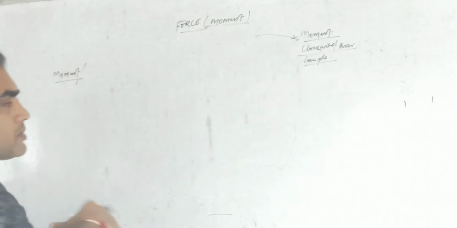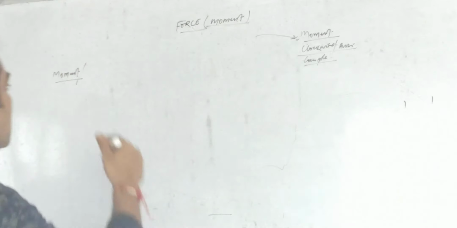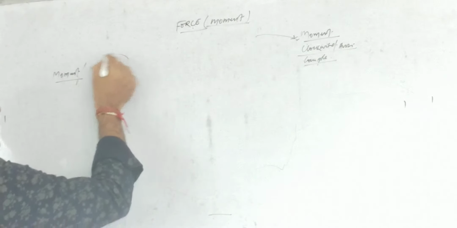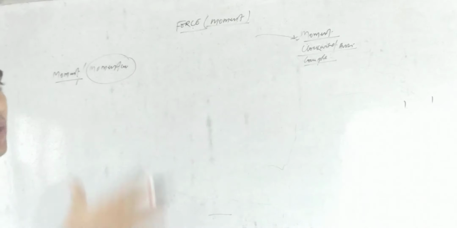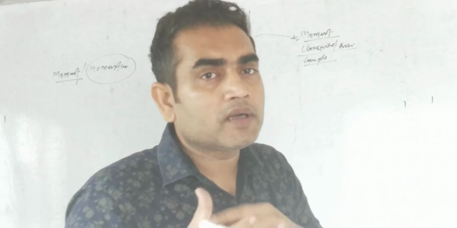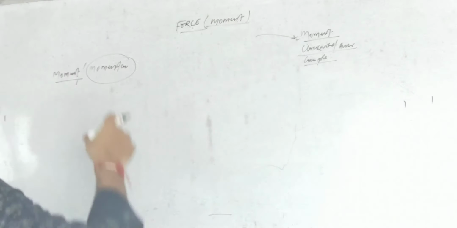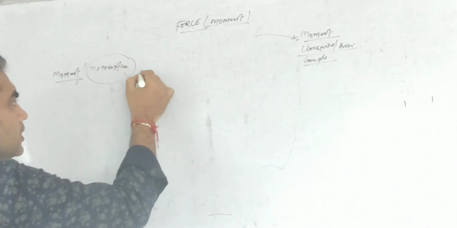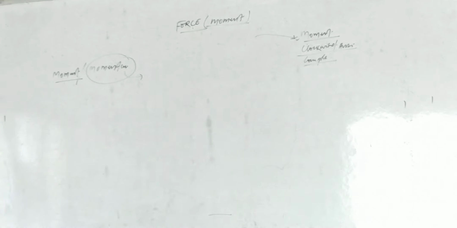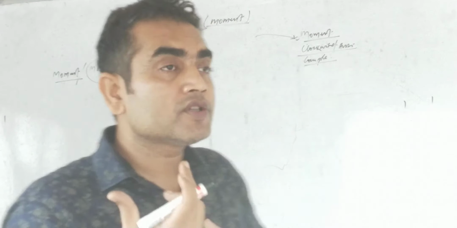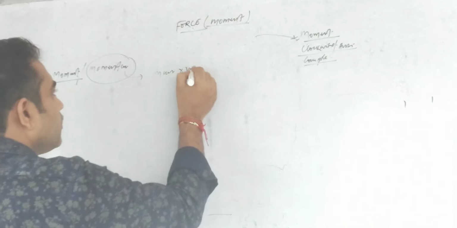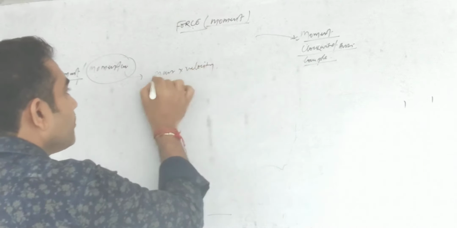We have two terms in physics, one is the moment and the other is the momentum. Never get confused between moment and momentum. These two are separate terms. They are somewhat similar in pronunciation, but they are different terms. Momentum, let me discuss it: the product of mass and velocity. The mass and velocity of an object together give the momentum.